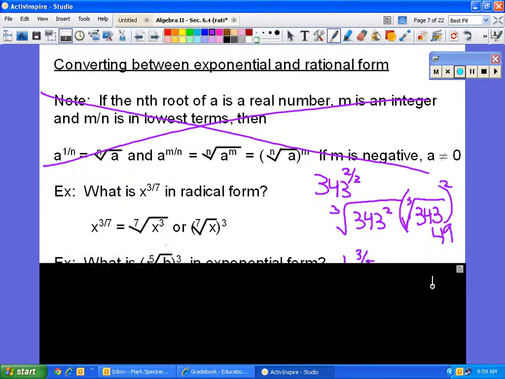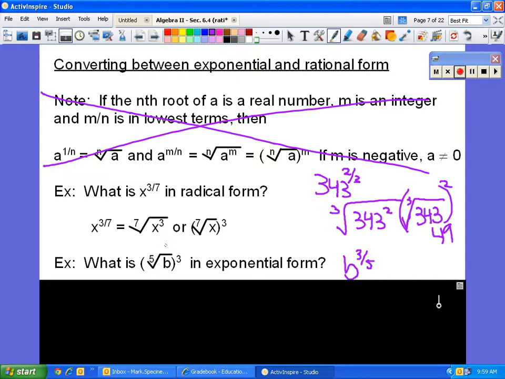Okay, so if I want to write the 5th root of b raised to the 3rd power as an exponent, what is that exponent going to look like? b to the 3 over 5, otherwise known as b to the 3/5 power. That's correct.